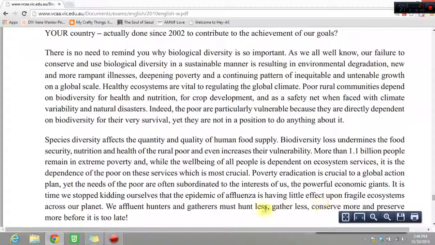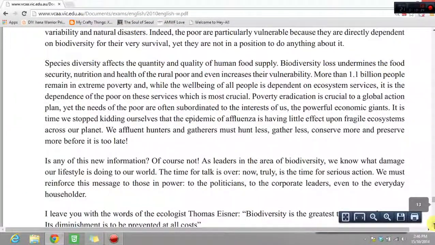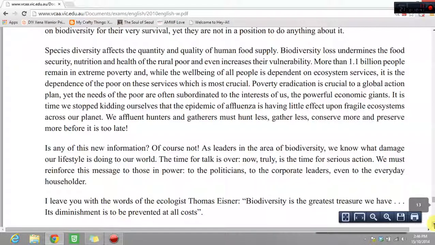Bit of repetition in the phrasing down here. Hunt less, gather less, conserve more, preserve more. Even it rhymes a little bit as well. So this helps to place more emphasis on this statement and make it more memorable for the audience. It can almost become sort of a catchphrase or a protest phrase. So again, we have the call to action where he contrasts talk and serious action. So the repetition of that idea of real action and serious action helps to make it very clear what he wants the audience to do about this problem, and that's to take action.